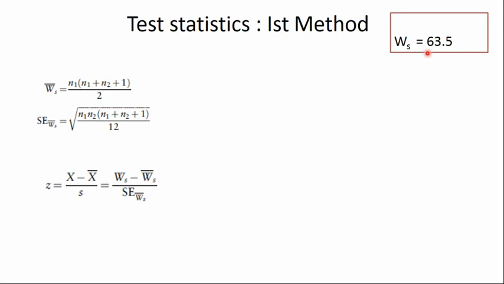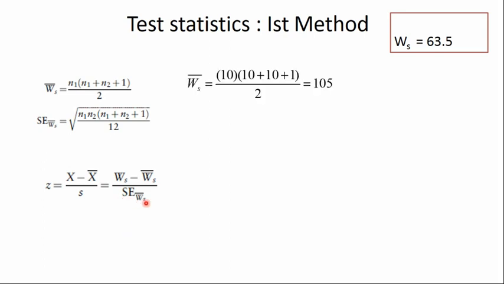Test statistic: we have noted down WS 63.5. W bar is equal to N1 into (N1 plus N2 plus 1) divided by 2. These are in brackets. And the standard deviation of WS is equal to the square root of N1 into N2 into (N1 plus N2 plus 1) divided by 12. And the Z statistic is X minus X bar upon S. In this case, our X bar is W bar S, minus, this is WS and this is W bar S, and this is our standard deviation.